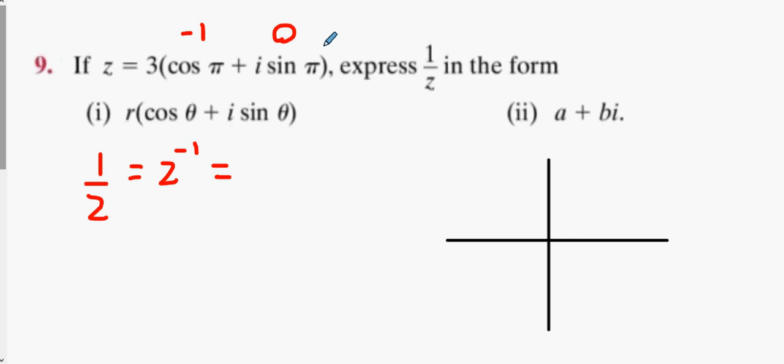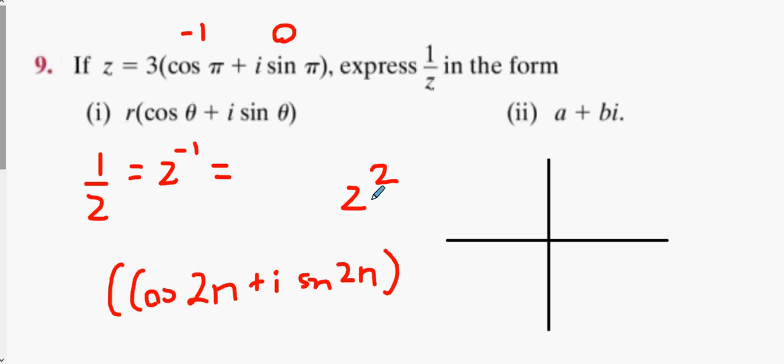So what Jamie was saying is what we learned yesterday. If I said z squared, what would you do there? You multiply the 2 by the angle, don't you? So it'd be cos 2 pi, wouldn't it? And I sine 2 pi. And what would you do to the 3? 3 squared, which is 9.